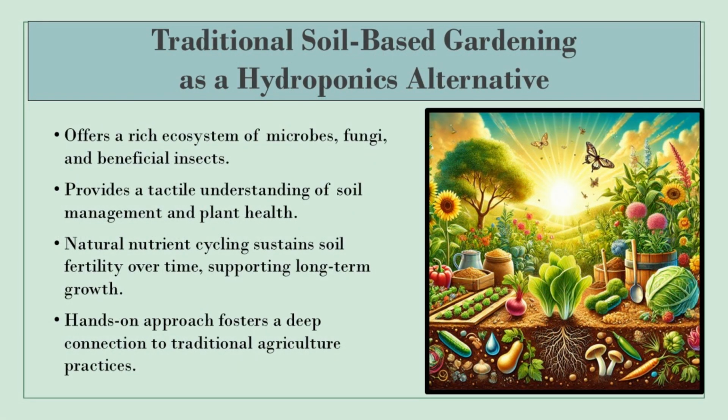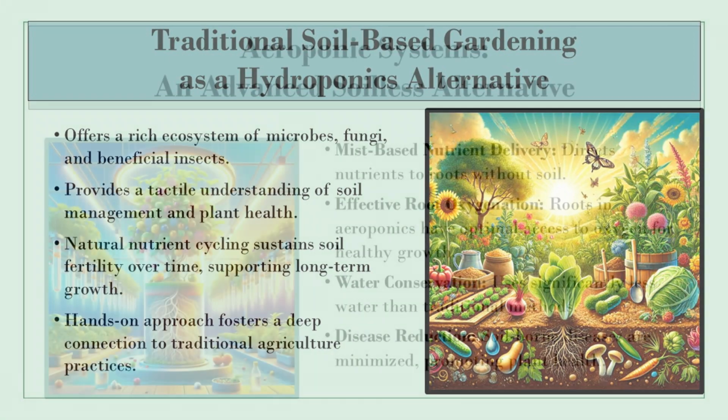Traditional soil-based gardening as a hydroponics alternative offers a rich ecosystem of microbes, fungi, and beneficial insects. Provides a tactile understanding of soil management and plant health. Natural nutrient cycling sustains soil fertility over time, supporting long-term growth. A hands-on approach fosters a deep connection to traditional agriculture practices.